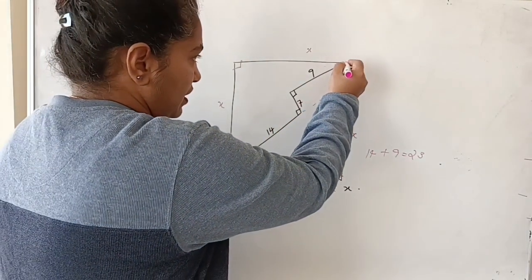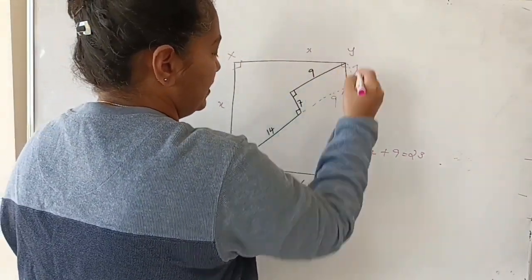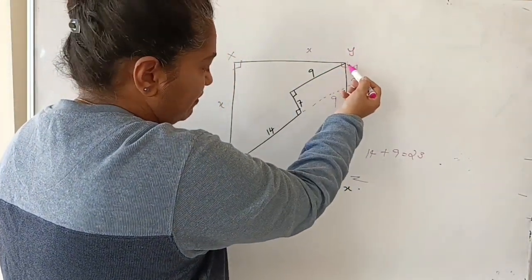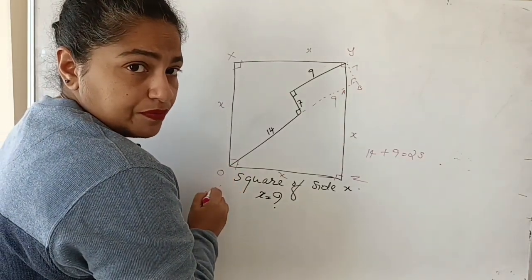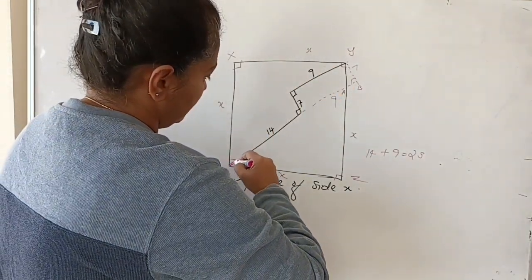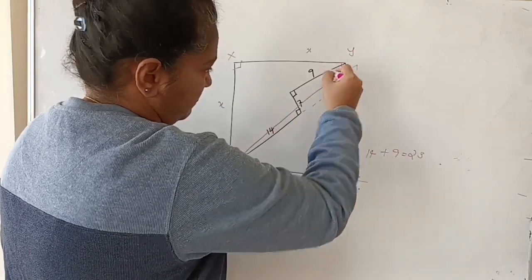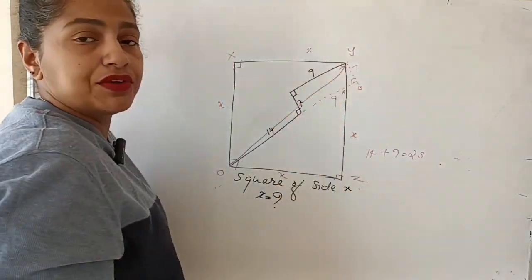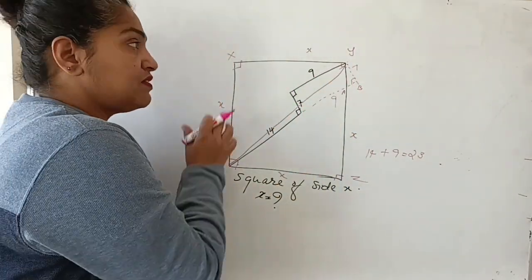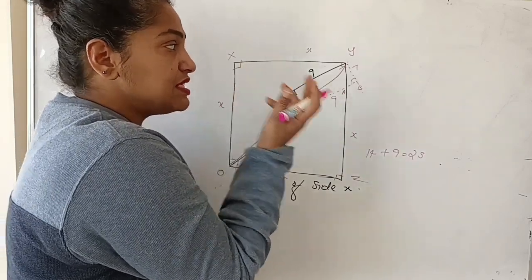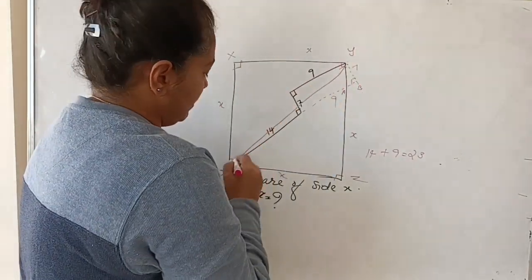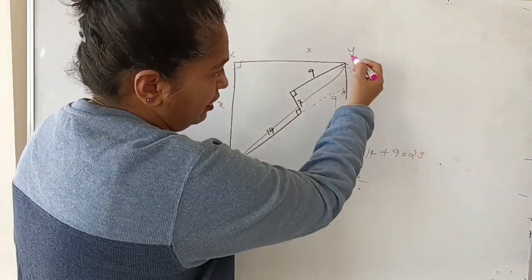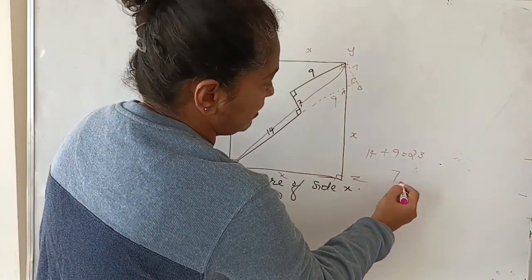Okay. Now, X, Y, Z. If I am going to join the vertex Y to the vertex O, O and Y, you end up with a triangle OYB, which is a right angle triangle. In that OYB, we know the measure of OB, 23. We know the measure of YB, which is 7.